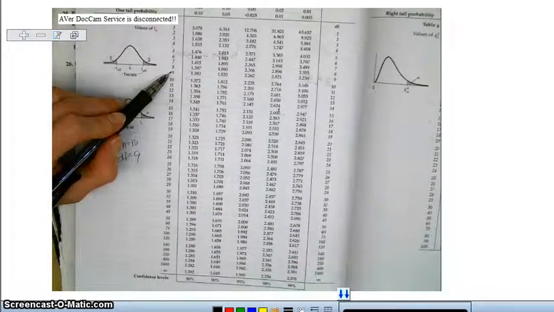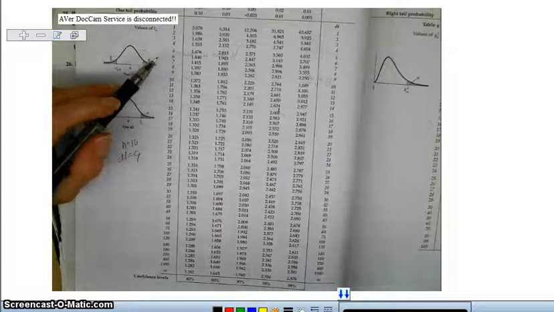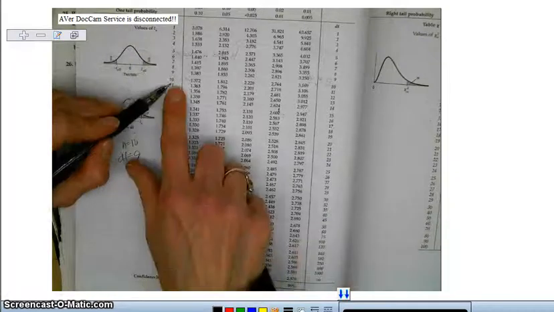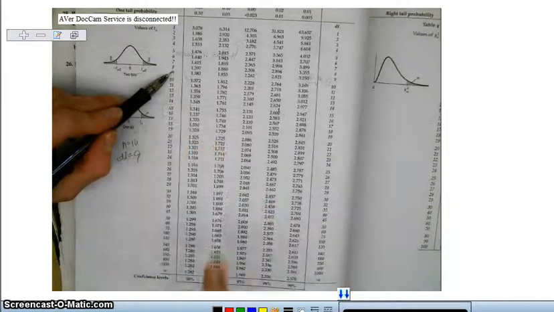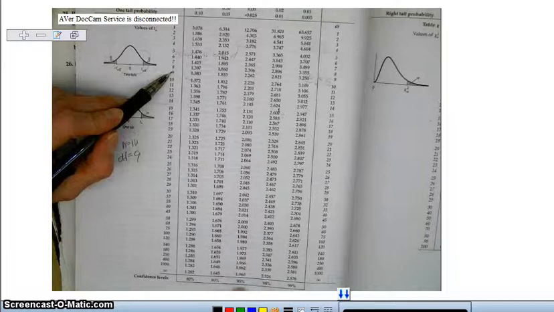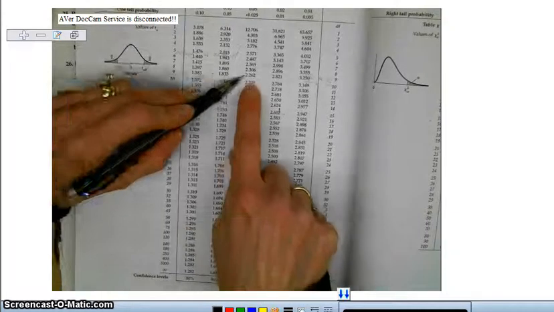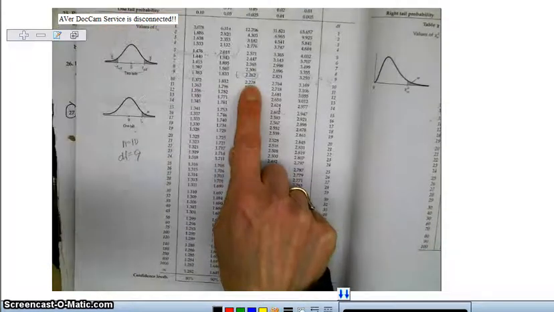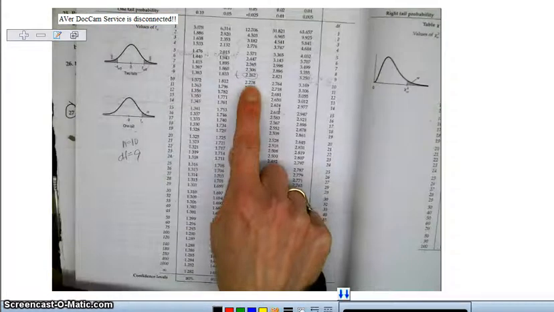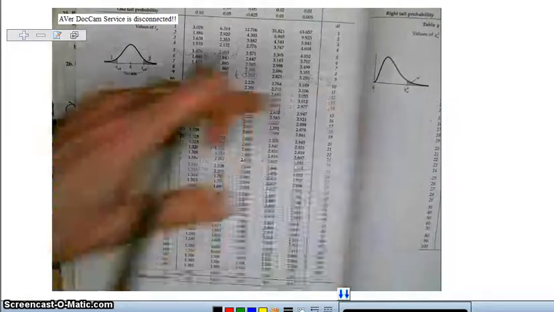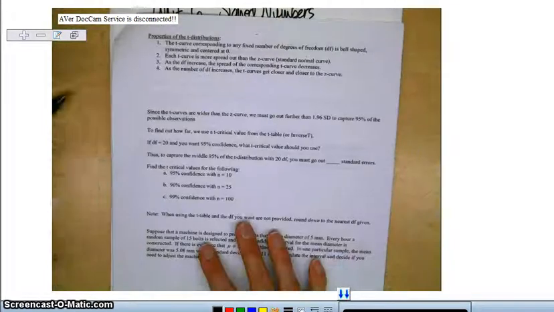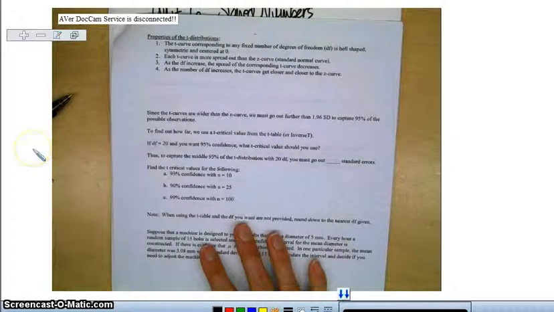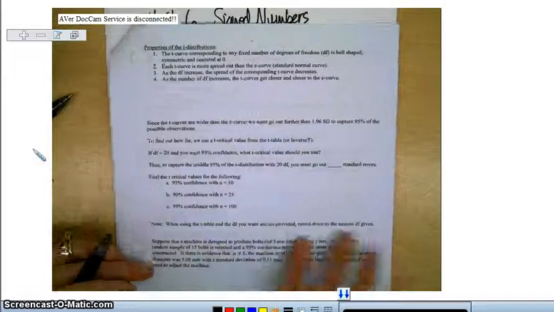So if I wanted the critical t for a sample size of 10, I'd go to 9 degrees of freedom, and then say, well, let's say I want 95% confidence, I find where they meet. That would be the critical t value that goes in front of your standard deviation. So we're going to be looking values up on here. All right, so back to what our properties of the t-distribution are.